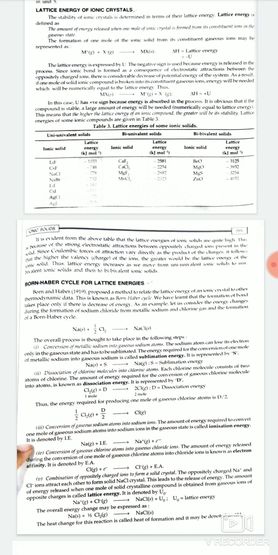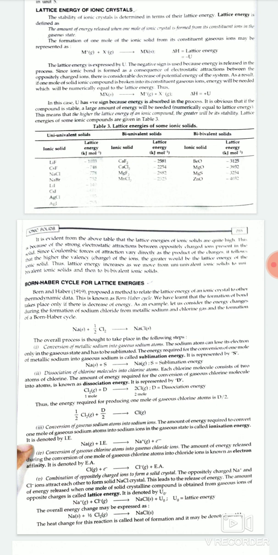Fourth is conversion of gaseous chlorine atoms into gaseous chloride ions. The amount of energy released during the conversion of 1 mole of gaseous chlorine atoms into chloride ions is known as electron affinity, denoted by Ea. So Cl plus electron will be equal to Cl negative plus electron affinity.